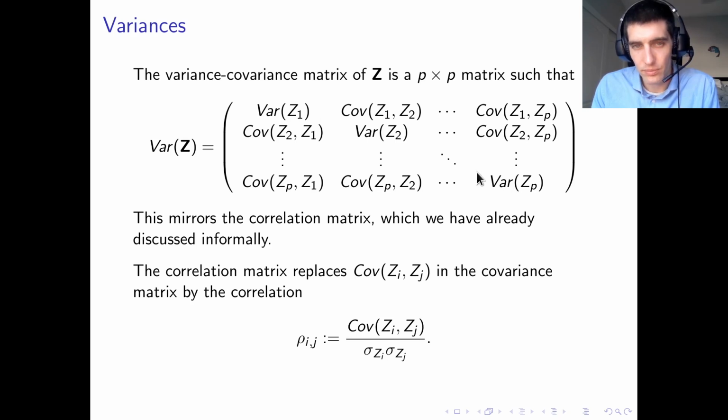Along the diagonals, we have the variance of z1, z2, and so on to zp. The off-diagonal terms are covariances. So the covariance of z1 and z2 is the matrix element 1, 2, row 1, column 2. The covariance between z1 and z2 is there. So what we're doing here is basically forming a matrix of pairwise covariances. There's the covariance of z2, z1, which is row 2, column 1, so it's the covariance between z2 and z1.